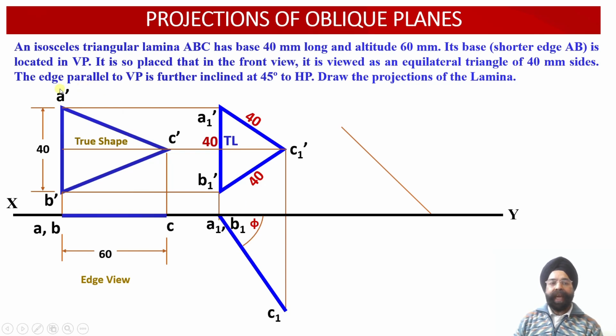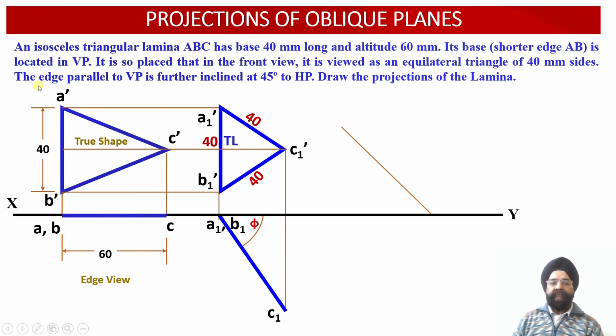Now we also know that the edge which is contained by or parallel to the vertical plane is further inclined with respect to the horizontal plane. So this is the true length we can check. And A1 dash C1 dash is the apparent length. B1 dash C1 dash is also the apparent length. But A1 dash B1 dash happens to be the true length in this isosceles triangle front view projection over here.